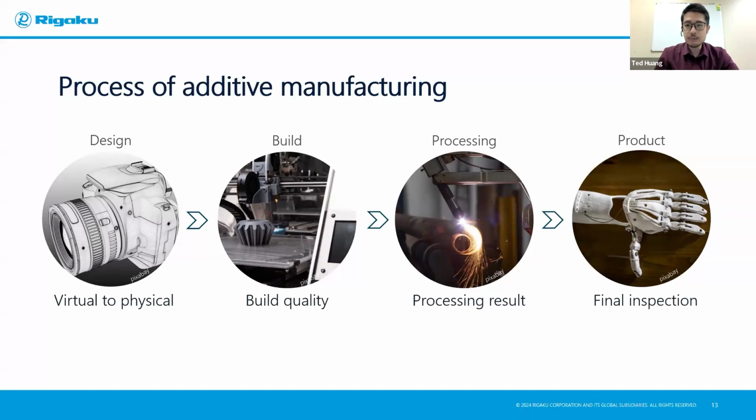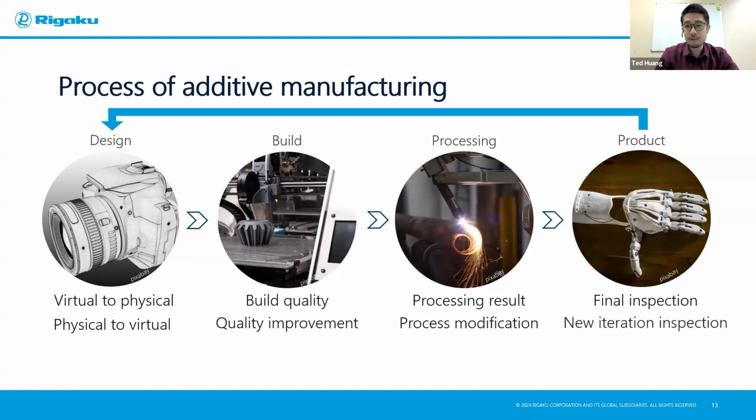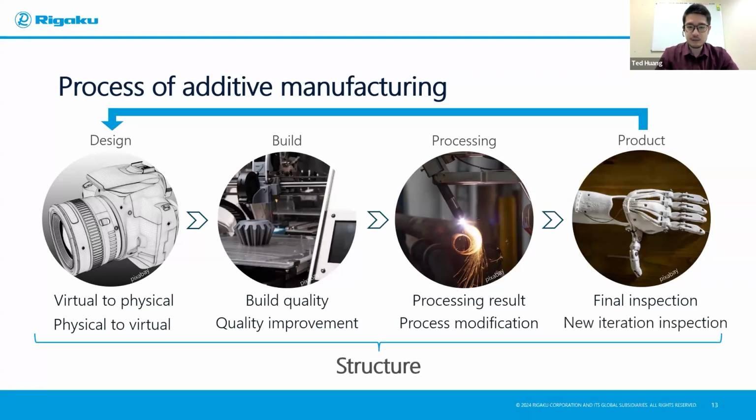And one key thing about additive manufacturing pertaining to its fast iterative nature is that you are likely doing this process all over again and again. So you're porting your final product, the first version, back to the design phase again. Now you're trying to port physical back to virtual. And to see if you did a good job modifying it at the build phase, you're also looking at the structure again to see if you have quality improvement. The same for processing. If the process modification actually improves things, and the final product, you have to inspect it again. And this happens all the time. So as you see, you're always looking at structures.